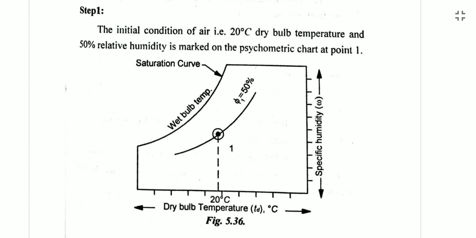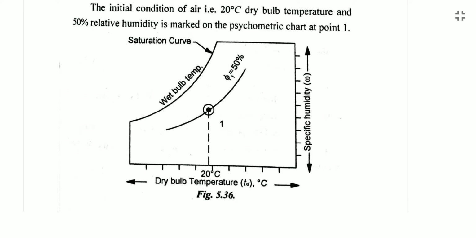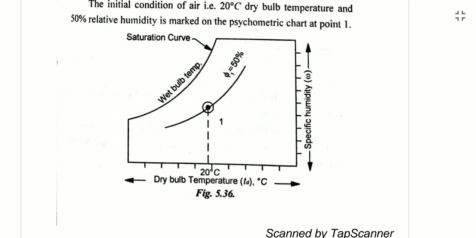Then 50% relative humidity. We know this line is the 100% relative humidity line, and we have so many constant relative humidity curves here. The 50% relative humidity line crosses this vertical line, and that particular point is the first condition. From this we can find the other properties. We draw a line horizontally, and from here we can find the specific humidity. Then enthalpy also we can find from this.